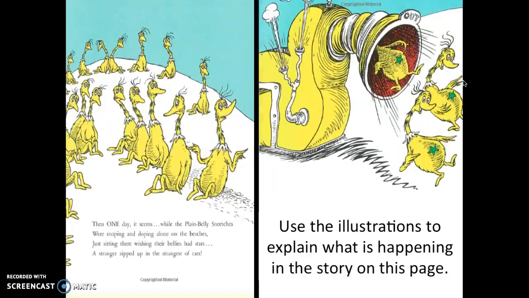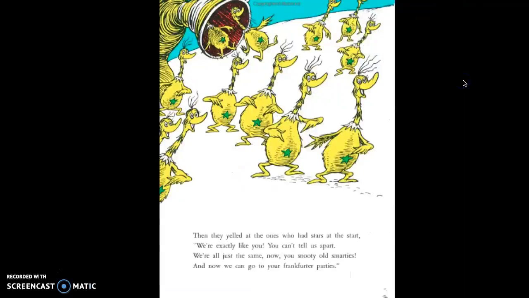Do you notice at the top of the illustration it says out? So it looks like these Sneetches are coming out of that tube on the car. And what is on their belly but a star? And all of a sudden, did you notice too that they seem awfully happy? Let's see what the illustration says and see if what we thought was true when we read the text.